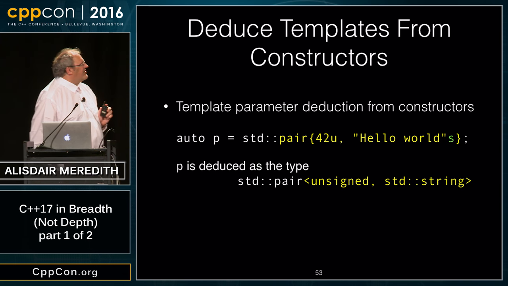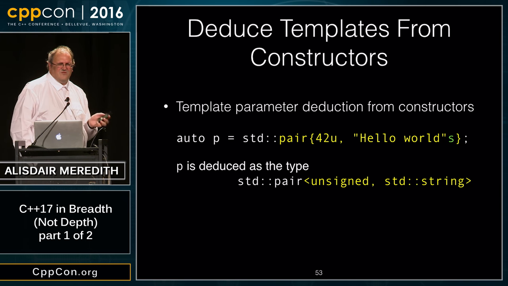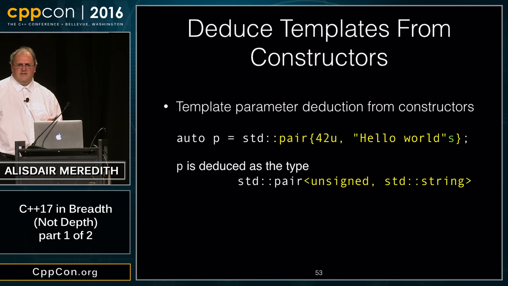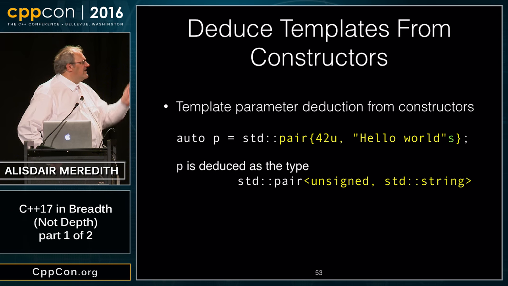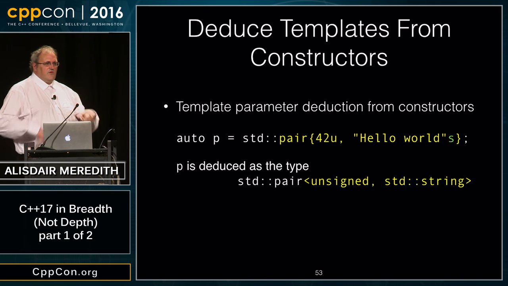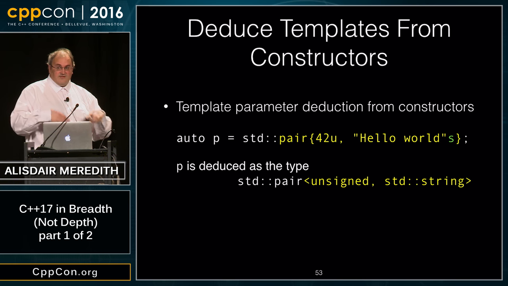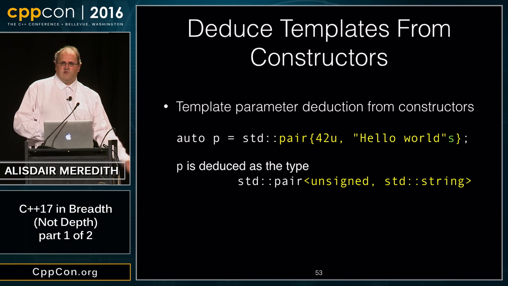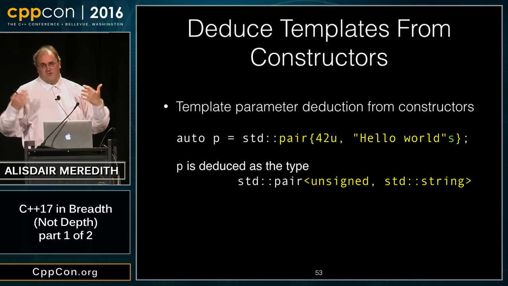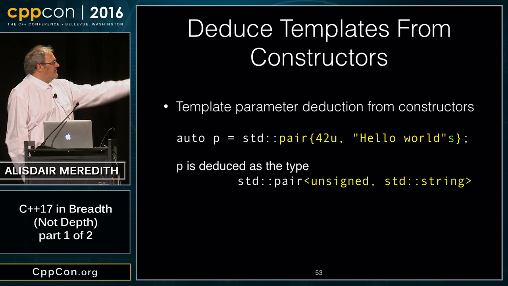Another popular feature was requested for a long time, and we just didn't quite know how to specify it in standardese. We think we've got it right now, and this came in right on the deadline of C++17: deducing templates from their constructors. So I've got a class template, and it's got a template constructor in there. Depending on how I call that constructor, I could deduce the actual parameters for the class itself. So here we've got an example.